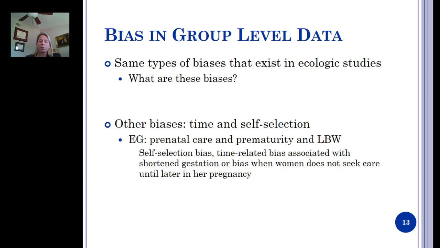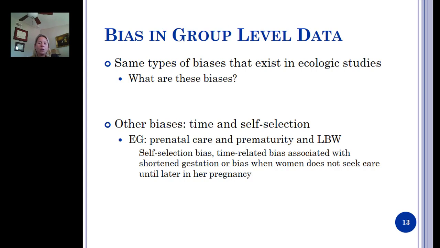Now, there are concerns with group-level data, and the biggest is that of a bias that's similar to that we find when we use ecologic study designs, and that's that ecological fallacy issue, which is the problem of extrapolating findings at a group level to a person level. Other biases can exist as well with using group-level data for program evaluation. Of specific importance are timing and self-selection bias that do present in these data.